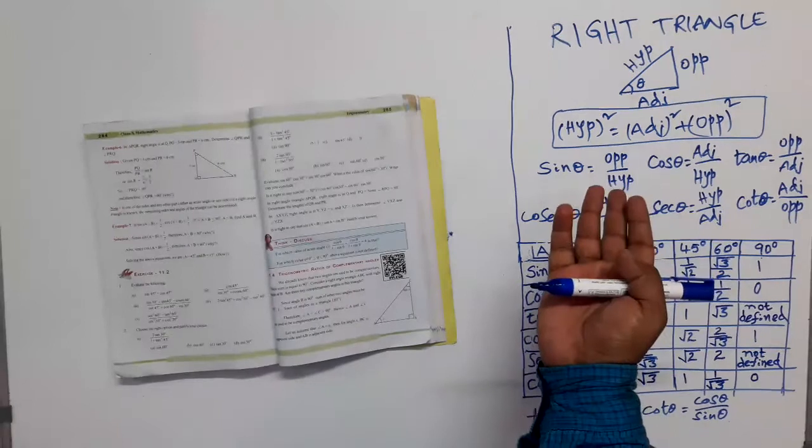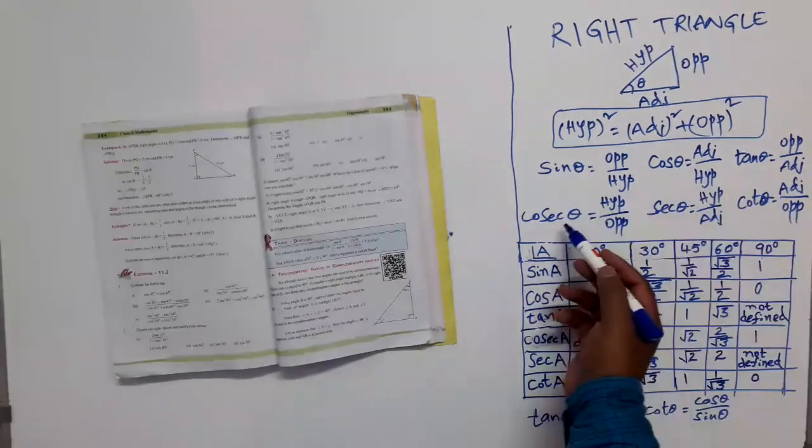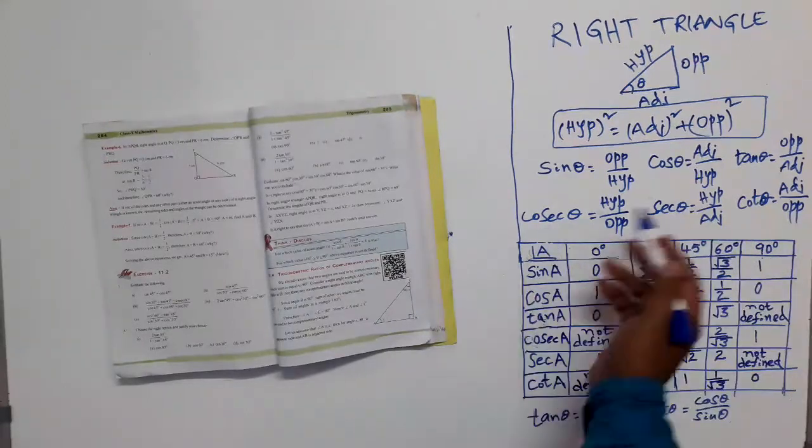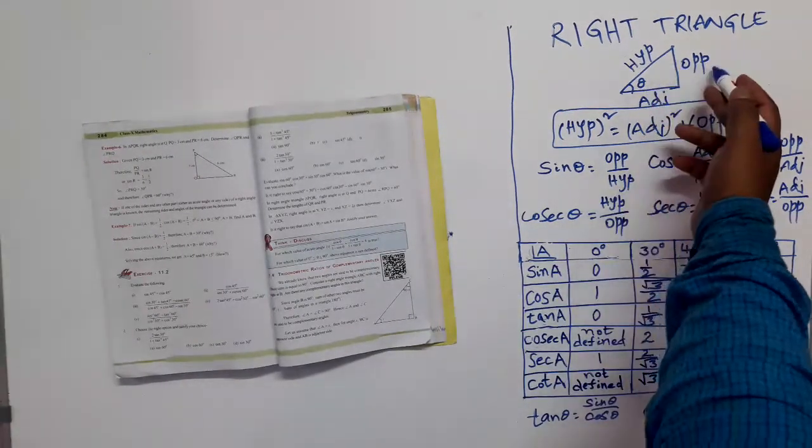We know the ratios, right? How many trigonometric ratios are there? 6 ratios. What are they? Sin theta, cos theta, tan theta, cosecant theta, secant theta, cot theta. How do you write sin theta? Opposite side by hypotenuse.